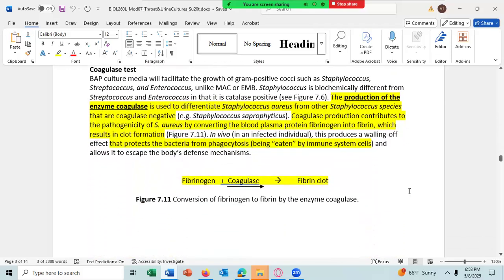Some tests you do for the urine specimen: you can do the coagulase test. Coagulase looks for the production of the enzyme coagulase. This test is used to differentiate Staphylococcus aureus from other members of the Staphylococcus family. Staphylococcus aureus is coagulase positive. The other members of the Staphylococcus family are all coagulase negative.